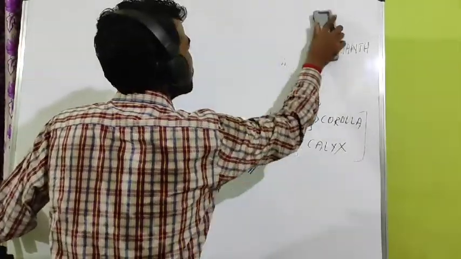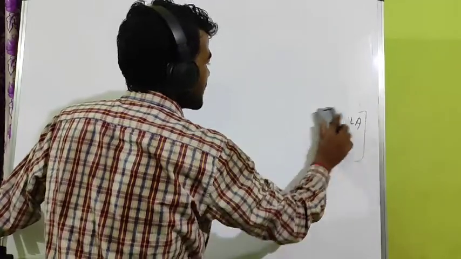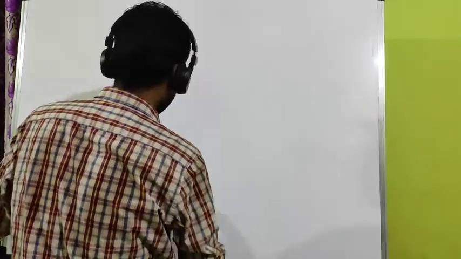So next we'll move towards another important part, that is stamen. Today we'll discuss the male reproductive organ. Last class I told you androecium is made of stamen. So today we will start with the stamen.